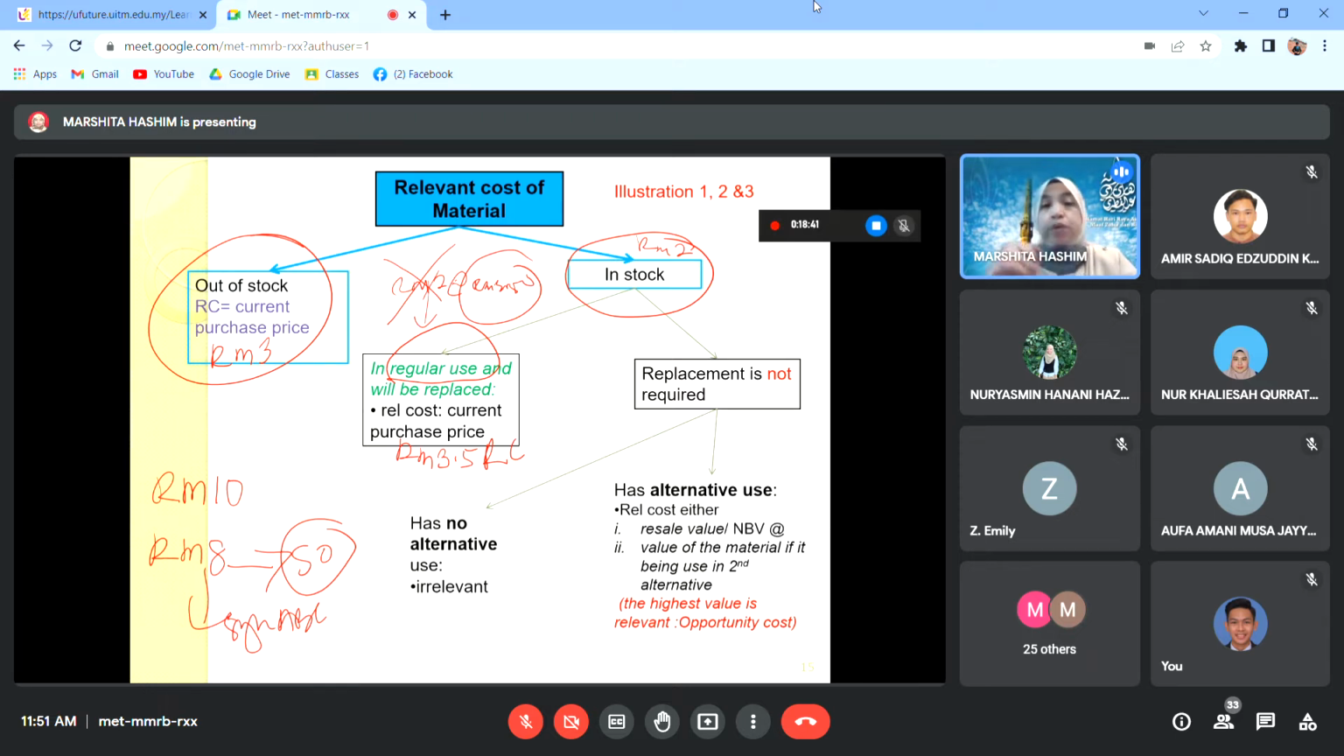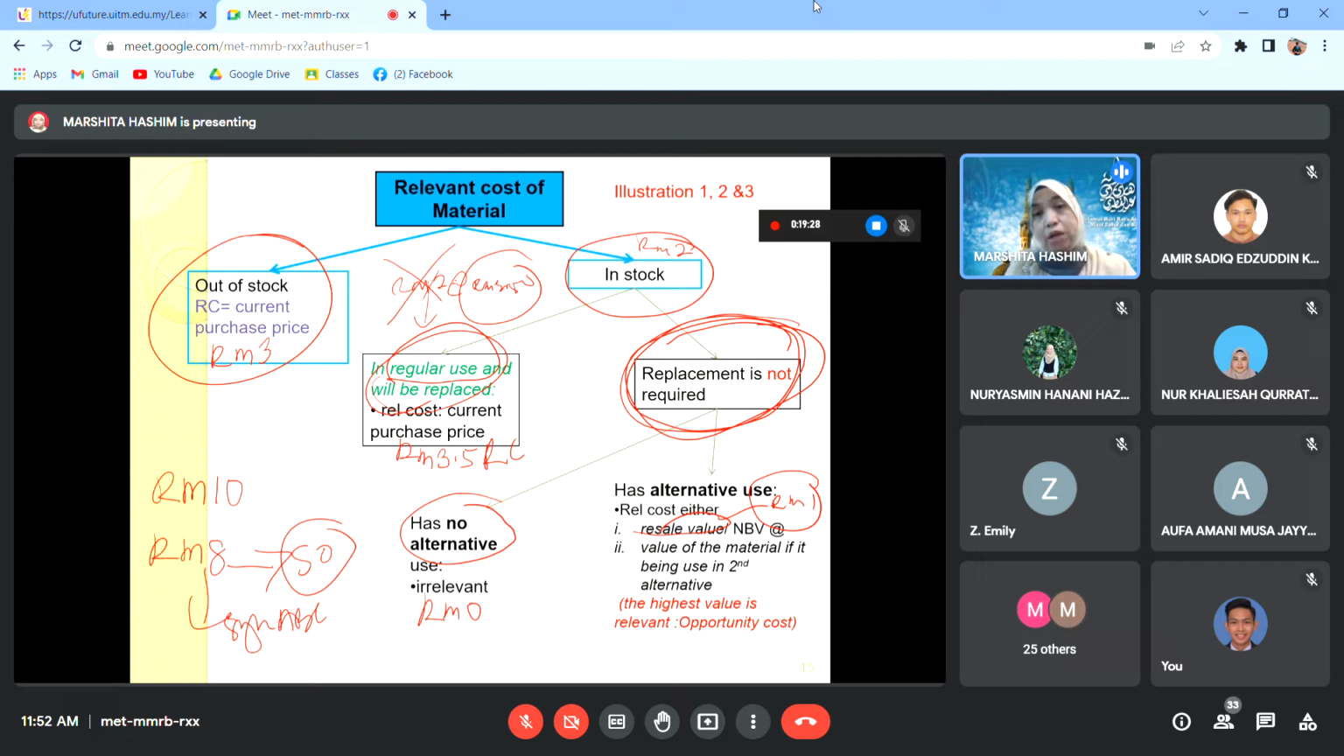Other condition: if you use that material, let's say you don't have to replace. Then you need to consider another issue, whether that particular material has alternative use or not. If that material does not have alternative use, the material cost is 0. But if that material, let's say you can sell at scrap value 1 ringgit each. You have material in store, which you can sell at scrap value 1 ringgit each. If you accept the order from ABC Sdn Bhd, then you cannot sell your material. You need to let go 1 ringgit. Therefore, the relevant cost for material in this case is 1 ringgit.